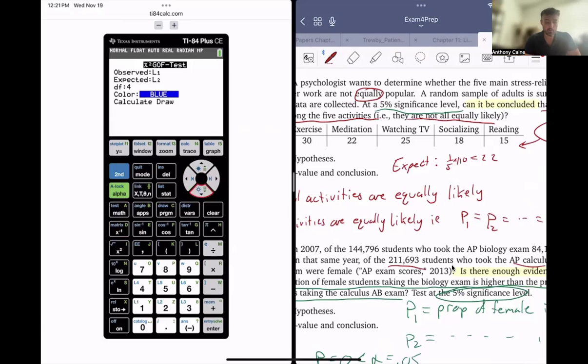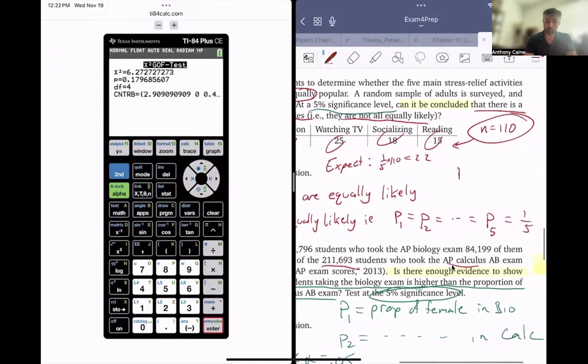All right, degrees of freedom. That's one less than the number of categories. Here there were 5 categories: 1, 2, 3, 4, 5. So the degrees of freedom is 4. So we're going to calculate, and here we have our probability. The p-value is 0.17. Regardless, this is bigger than our significance level, bigger than alpha, so we fail to reject.